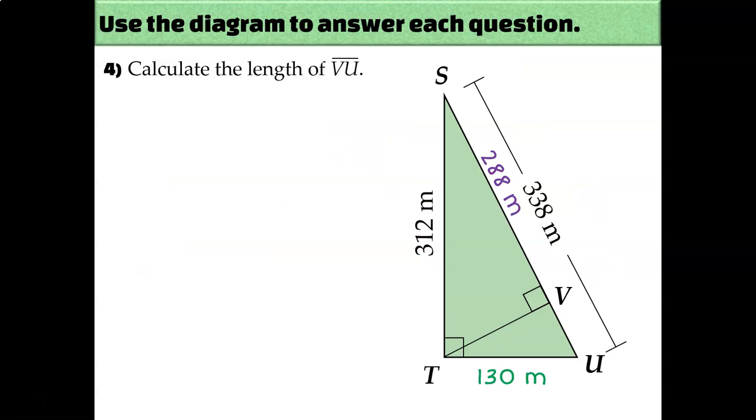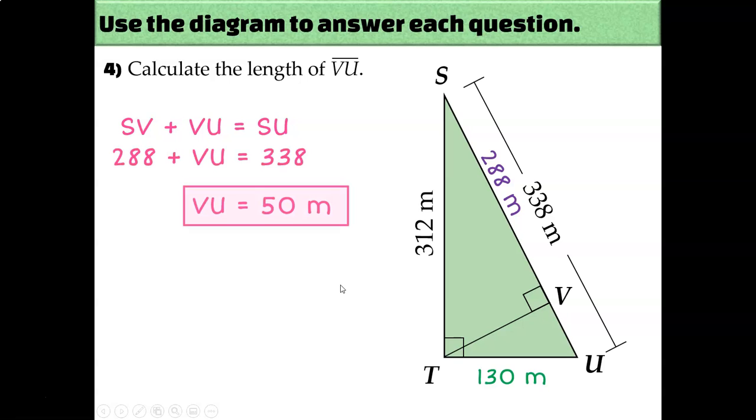There was actually an easier way to figure out the length of VU by going back to the original diagram. We didn't actually have to use a proportion at all. Since we had calculated in our previous step that the length of SV was 288, and we were given that the length of SU was 338, I can just use the segment addition postulate to figure out that VU is 50 meters that way. So on this kind of a problem, especially later in the problem when you've already done a bunch of solving, there's oftentimes going to be more than one correct way to arrive at an answer.